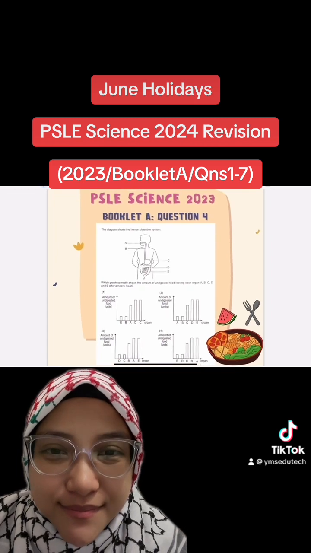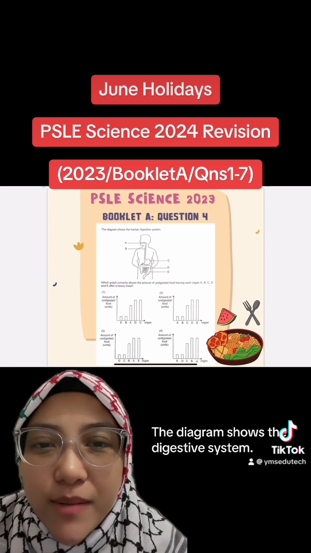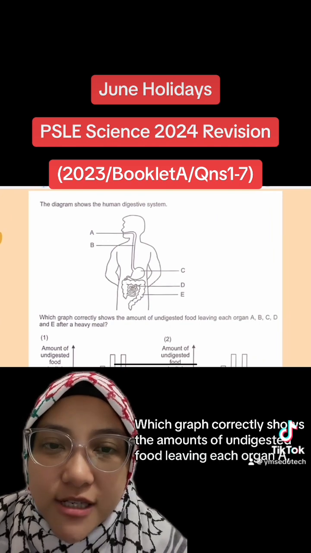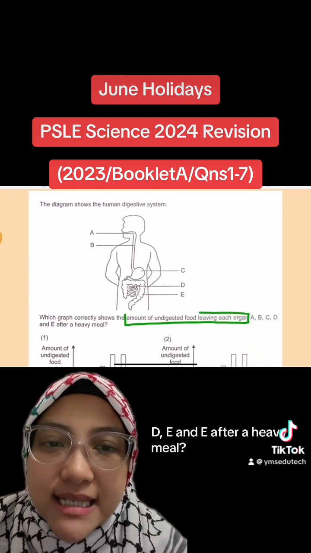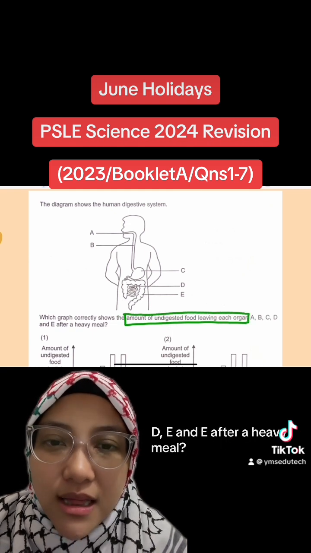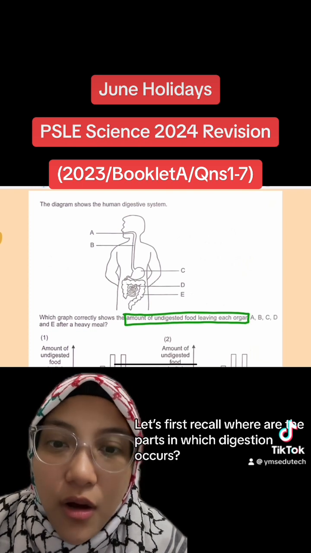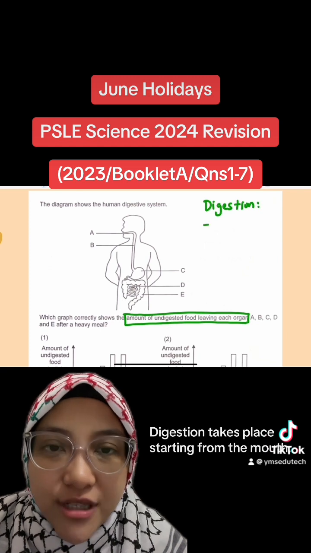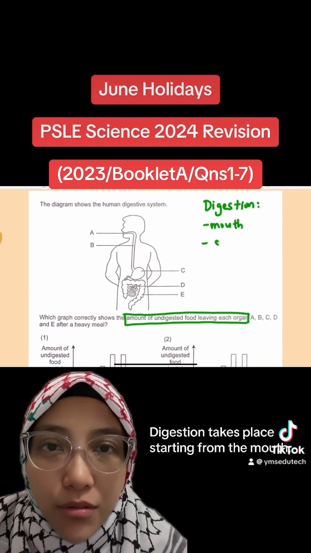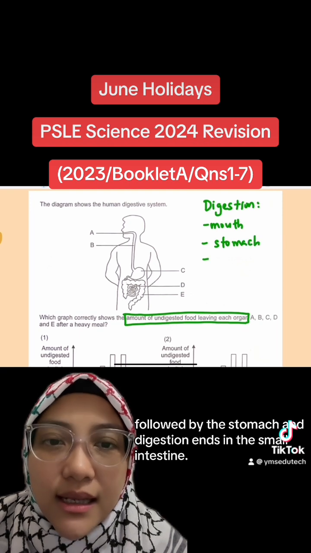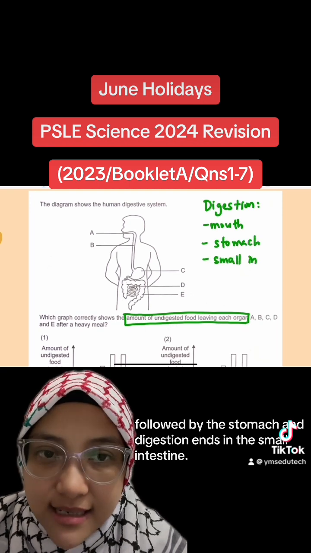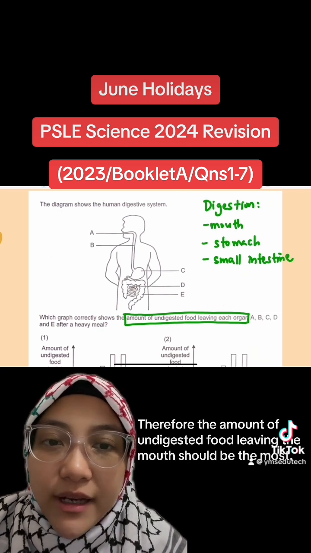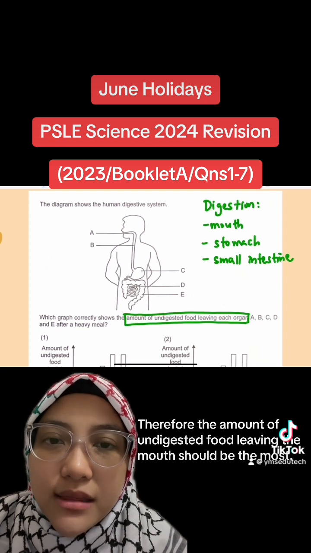Question 4. The diagram shows the digestive system. Which graph correctly shows the amount of undigested food leaving each organ A, B, C, D, and E after a heavy meal? Let's first recall where are the parts in which digestion occurs. Digestion takes place starting from the mouth, followed by the stomach, and digestion ends in the small intestine. Therefore, the amount of undigested food leaving the mouth should be the most.